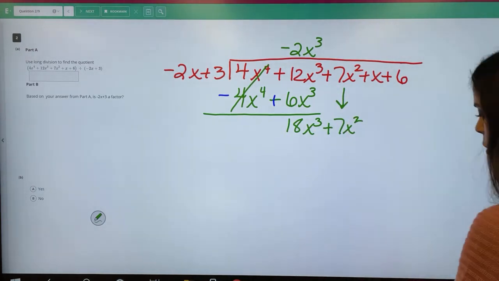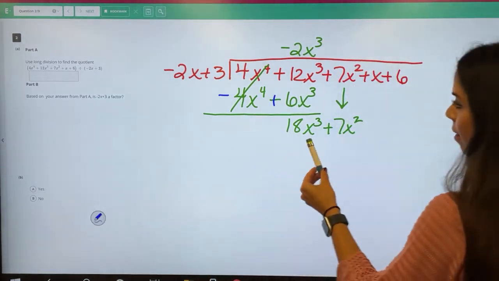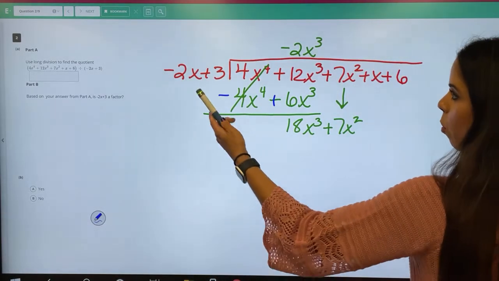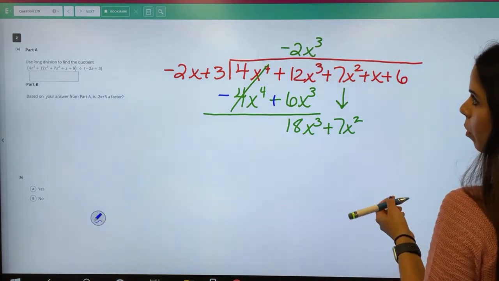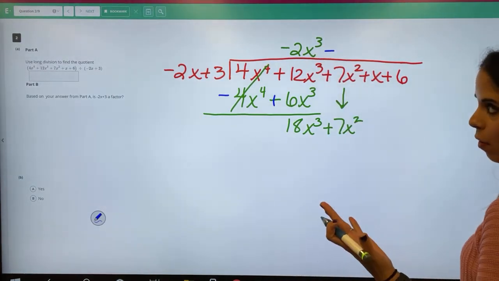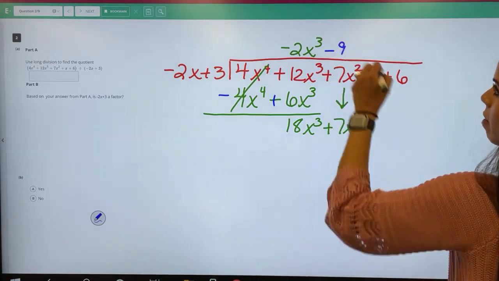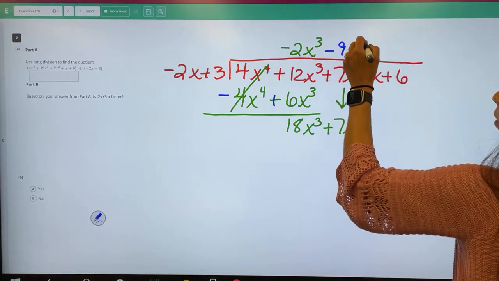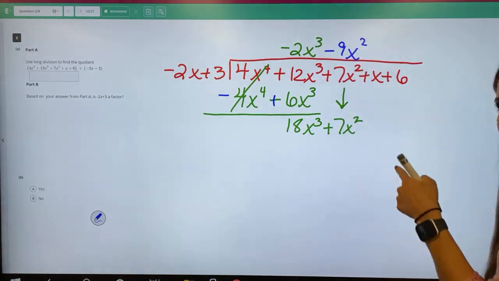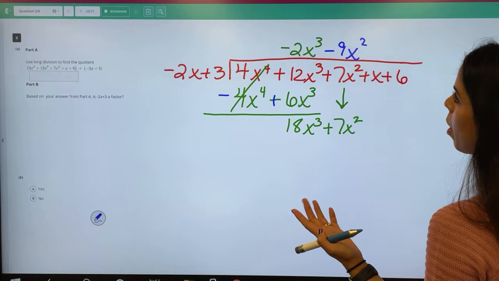Okay, so for the next one, I need to get an 18x cubed this time. So what do I multiply by -2x to get 18x cubed? Well, I need a negative because the negative times negative is positive, and I need a 9 because 9 times 2 is 18. And I have one x there, I need an x cubed, so I need 2 more. Plus I have it stacked, right? So that should tell us what comes next.